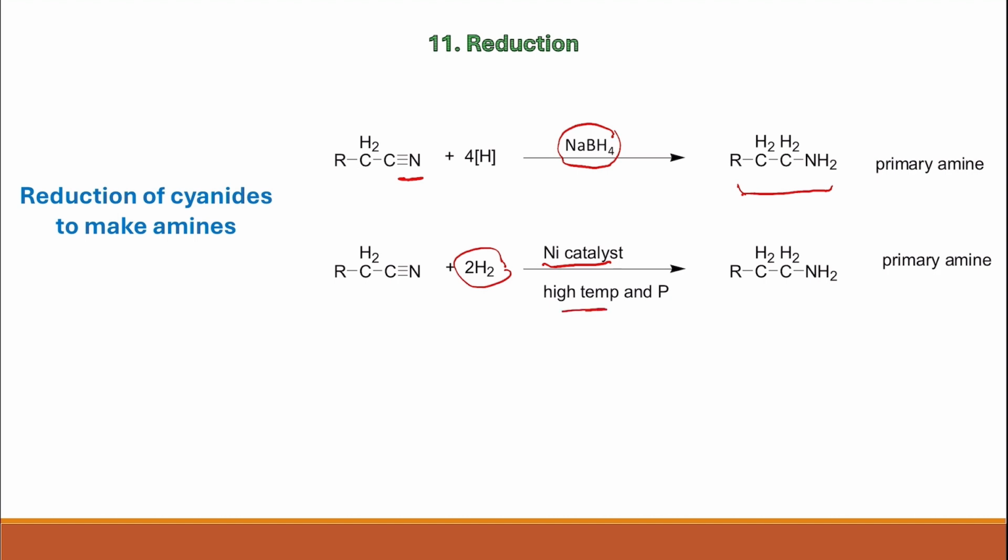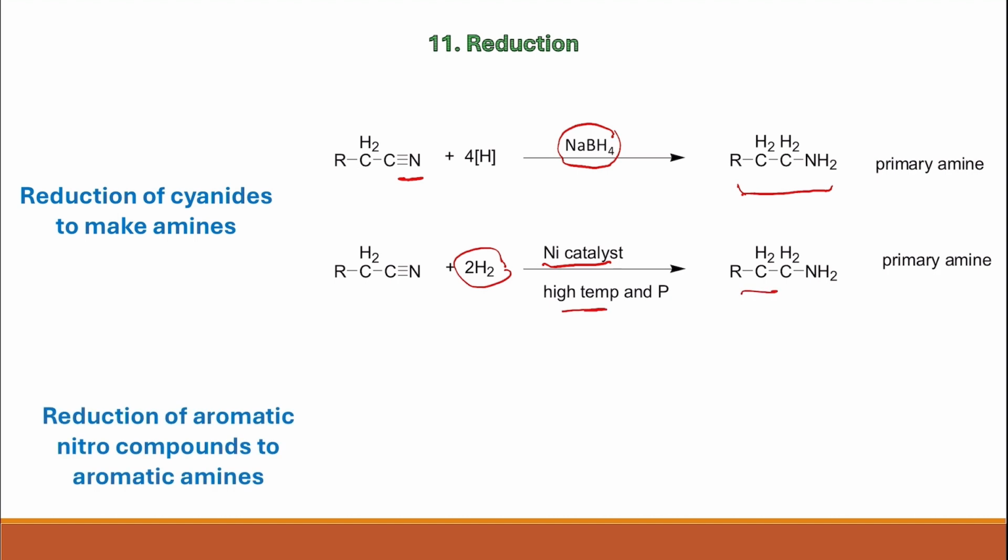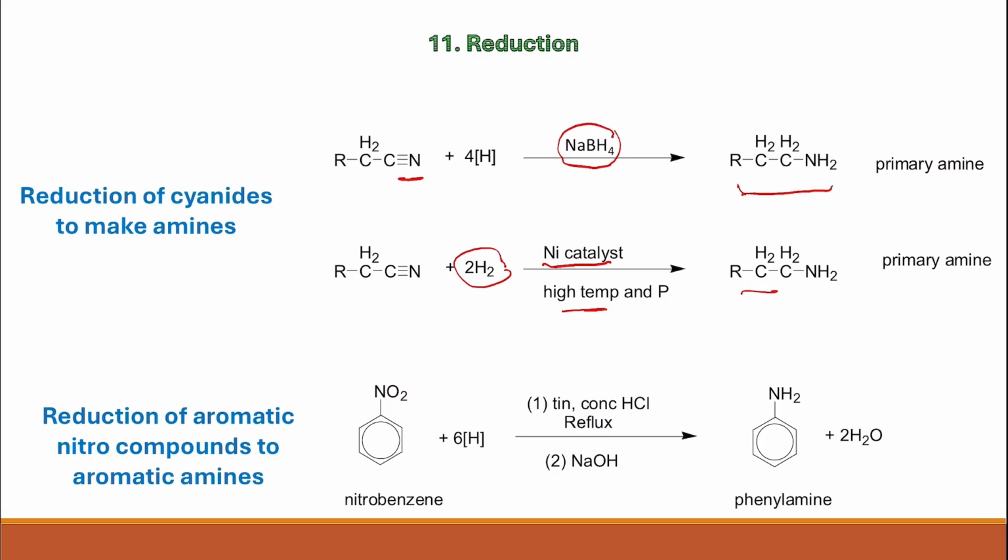So if you have an aromatic nitro group like this, in the presence of tin and concentrated hydrochloric acid under reflux, that will give you the amine, the aromatic amine. The second step for this one is to use the sodium hydroxide, because what comes out from the first step will be the quaternary ammonium salt.